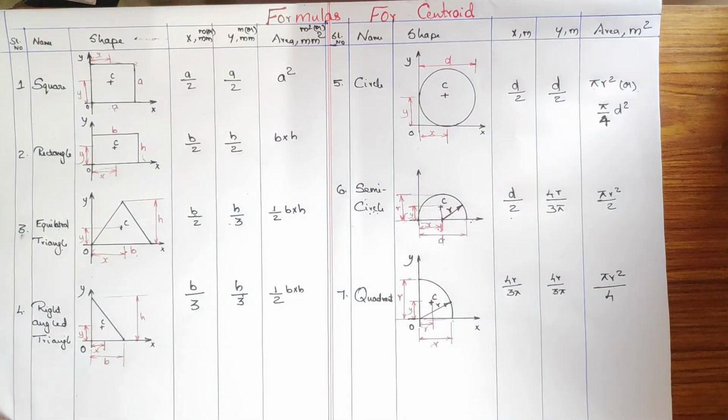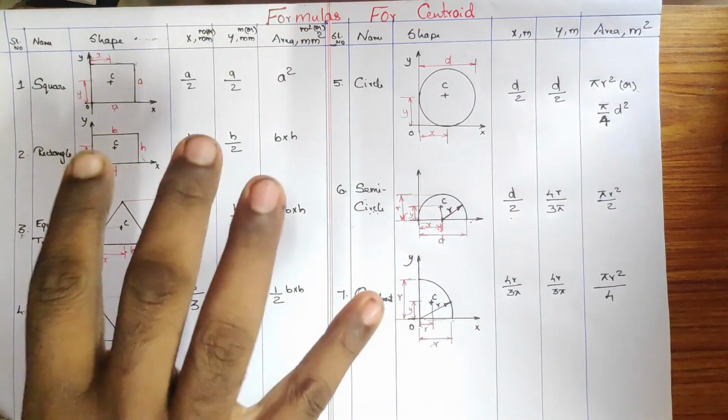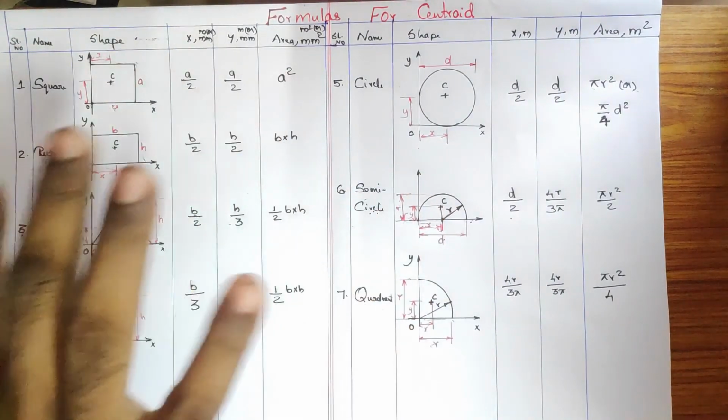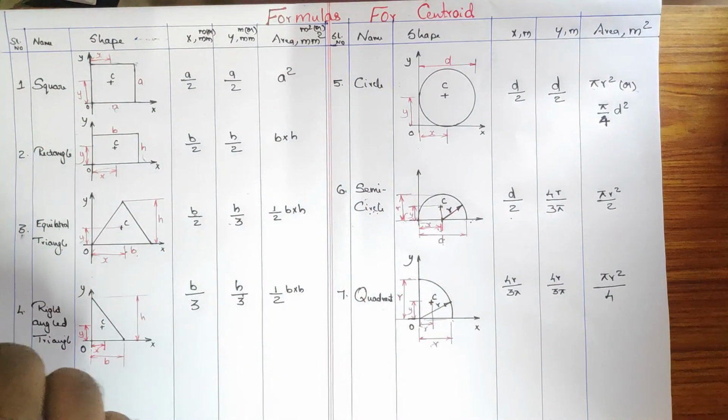Hope you understood how to get the formula for the basic shapes like square, rectangle, equilateral triangle, right angle triangle, circle, semicircle and quadrant.